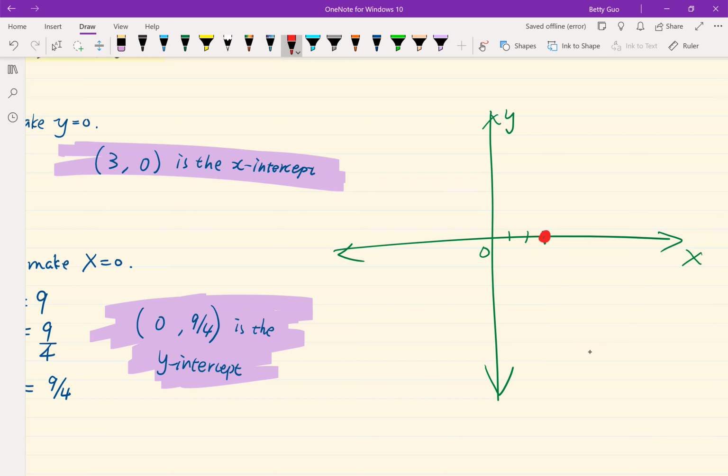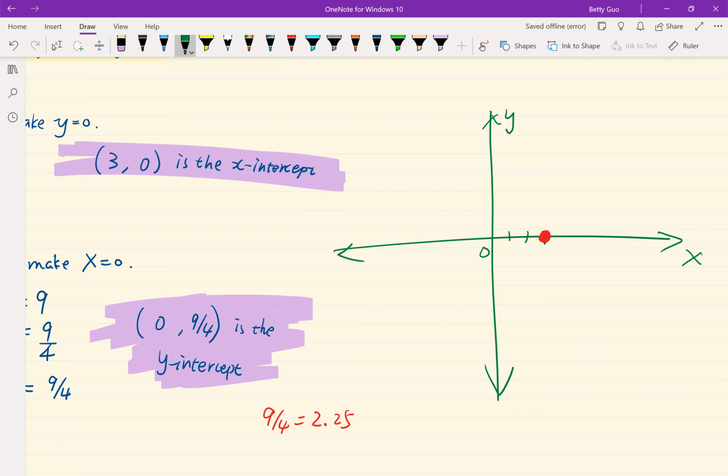9 over 4 is a fraction. Can you convert the fraction into its equivalent decimal? Can you divide 9 by 4? What do you have? Divide 9 by 4. 2.25? Can you use your calculator to divide 9 by 4 and tell me what you have? 2.25, right? Okay. Y-intercept must be on y-axis.